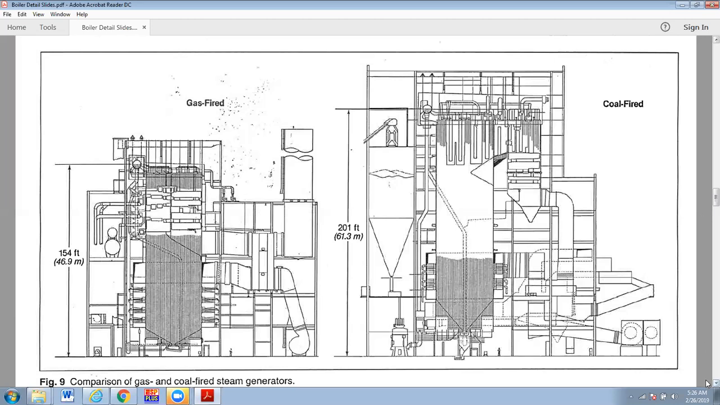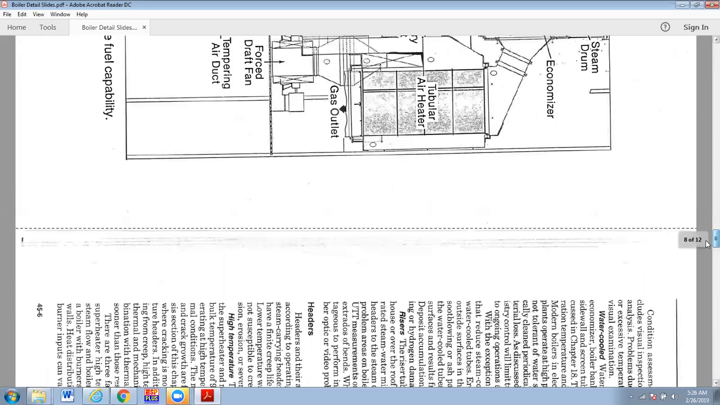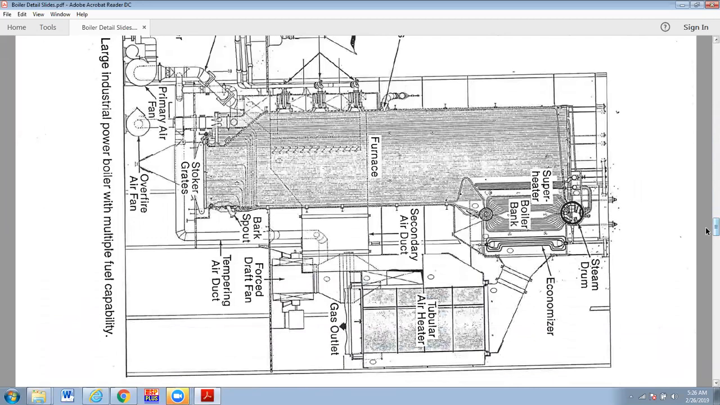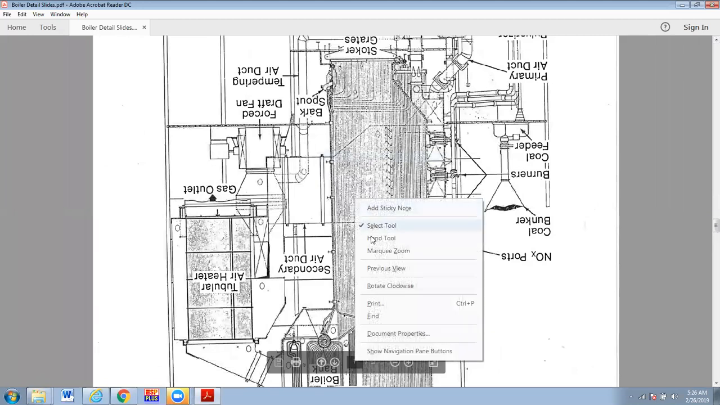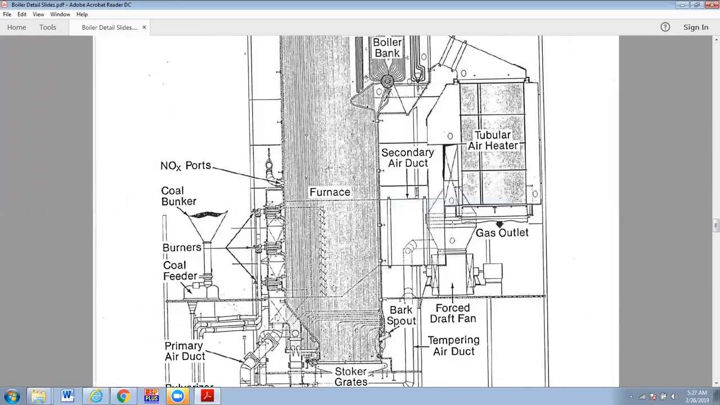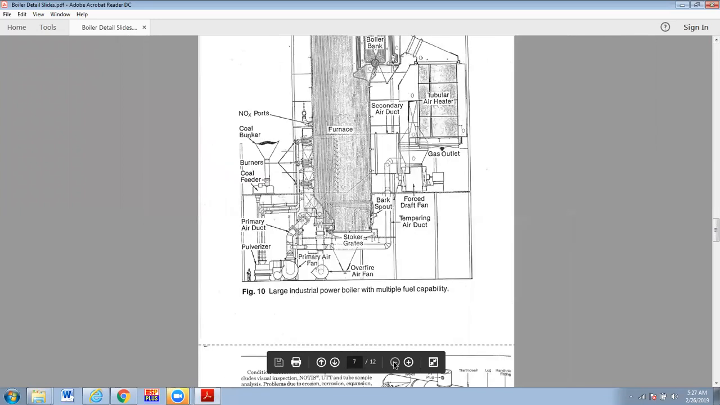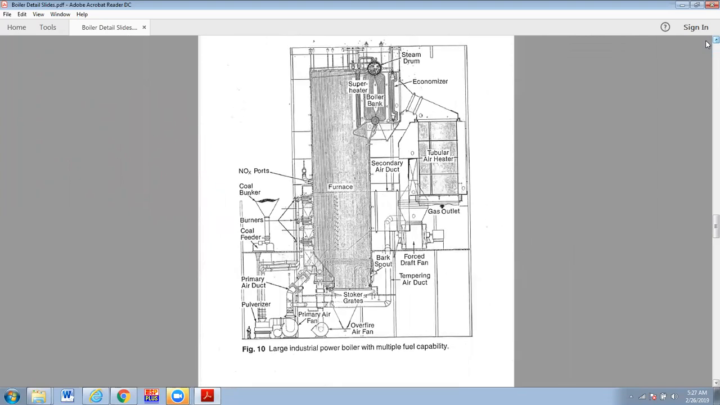So let's pull on down here and see what we got. This is showing, just a second, let me flip them, rotate, and rotate. So this is a large industrial boiler, which is certainly related. Probably not quite as high pressure.